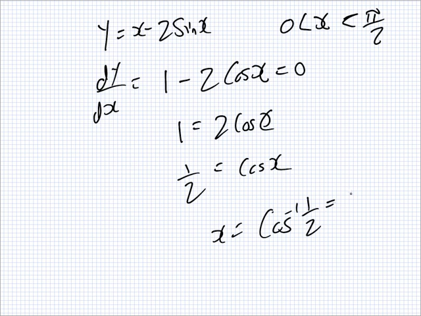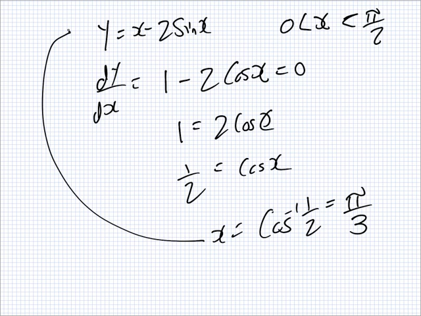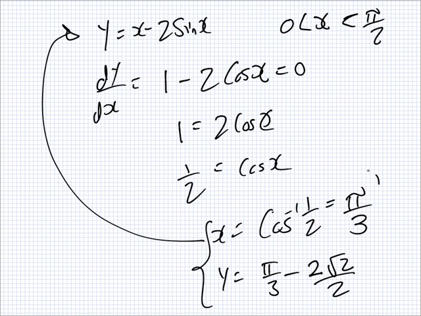What's that? 60? Pi over 3? Yeah, in radian mode it's pi over 3. You put that answer back in there to get y. So y is pi over 3 minus 2 sine pi over 3, which is root 2 over 2. Okay, so that's the answer there. This is x and this is y.